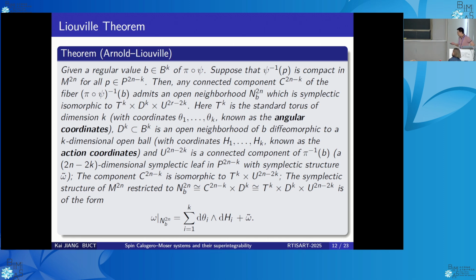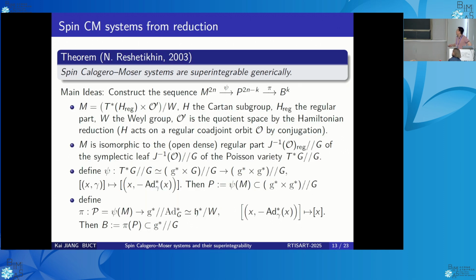Okay, now we can see that again. We would like to see the result by Rustikin in 2003. It says that spin Calogero-Moser systems are superintegrable generically. Here, I will explain why we say generically, why we take the generic point.